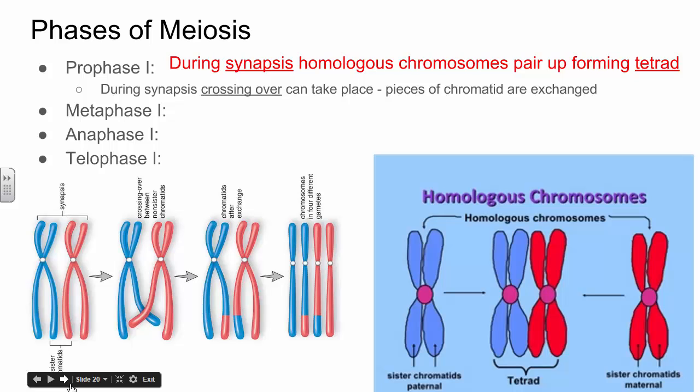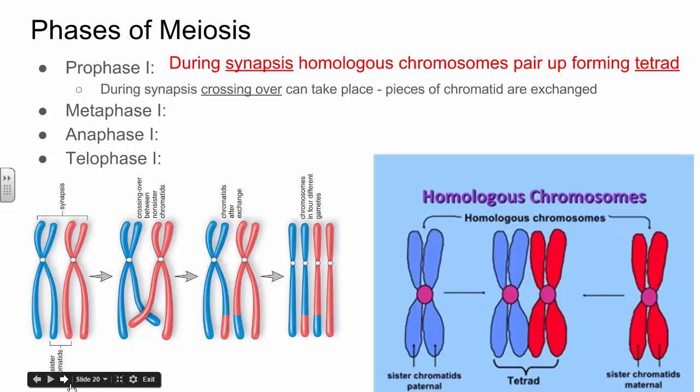During meiosis, these chromosomes line up with their homologous partner, and they form this thing that we call a tetrad. So two chromosomes line up, and we call that process synapsis. Now, sometimes when they line up next to each other, these homologous chromosomes, a process called crossing over can happen, and that's what's being shown here.